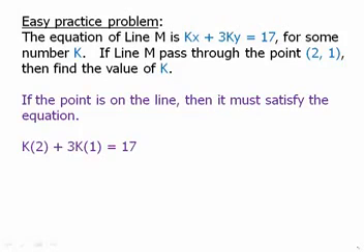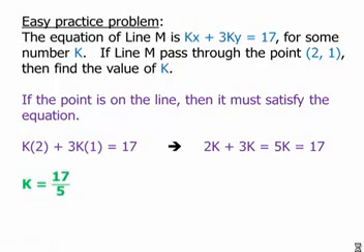So we'll do that. We'll plug in x equals 2, y equals 1. What we get is 2k plus 3k. 2k plus 3k is 5k. 5k equals 17. And so k must equal 17/5. So that's the value of k.